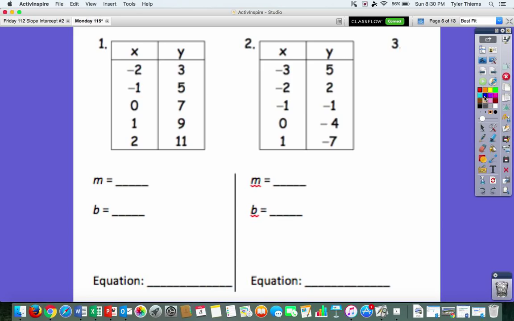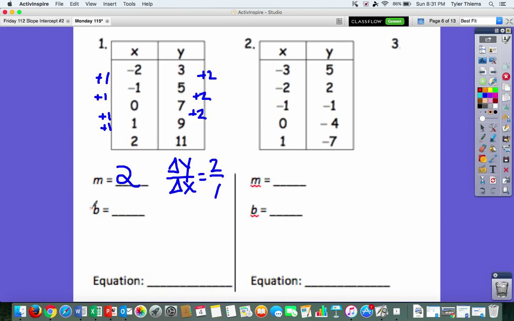In these first two examples, number 1 and number 2, let's start by finding the m, or the slope of the line. The slope is found by doing the change in y over the change in x. The y seems to be going up by plus 2, plus 2, plus 2 the whole way down, and the x seems to be going up by plus 1, plus 1, plus 1 the whole way. So that would be 2 over 1, which gives you a slope, or rate of change, of 2.